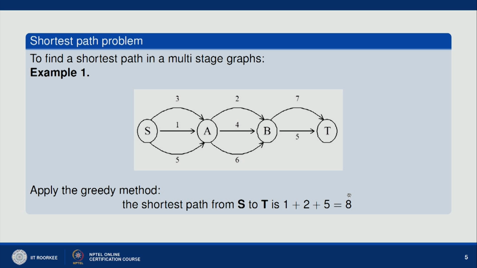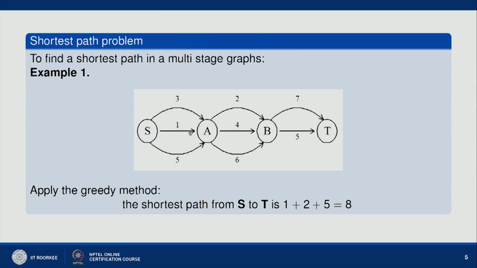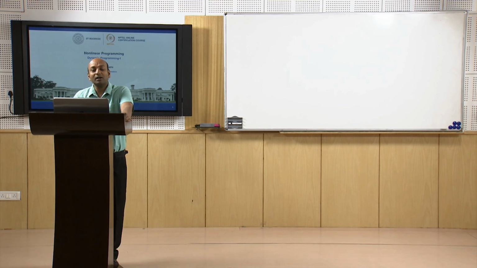So, this is greedy method. What does greedy method do? Greedy method takes the minimum path from one node to another. Okay. So, in this way we cover all the nodes and find out the minimum path or the minimum distance. However, this method is not applicable for all types of networks.